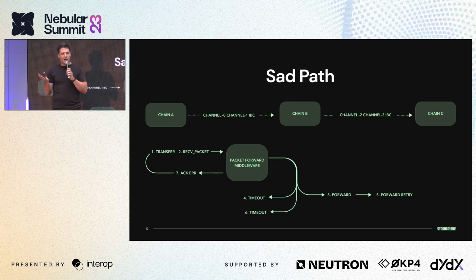What does the sad path look like? In that JSON blob, you might have noticed a field called timeouts. In the event that the packet times out in the intermediate chain, we need to figure out what to do. So what we do is we allow the user to specify how many times they'd like that retried. And you can see here that instead of actually successfully making it to the next chain, in number 7 there, we're returning an error to the end user. And that's after 2 timeouts.